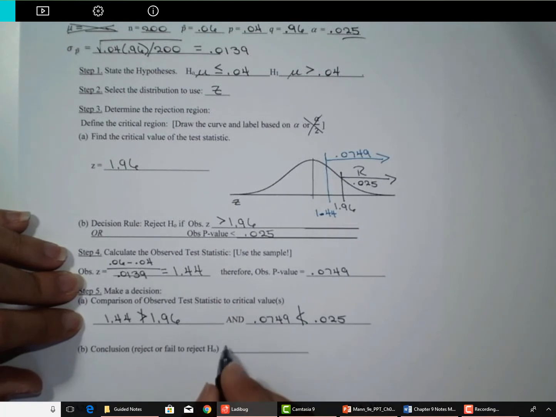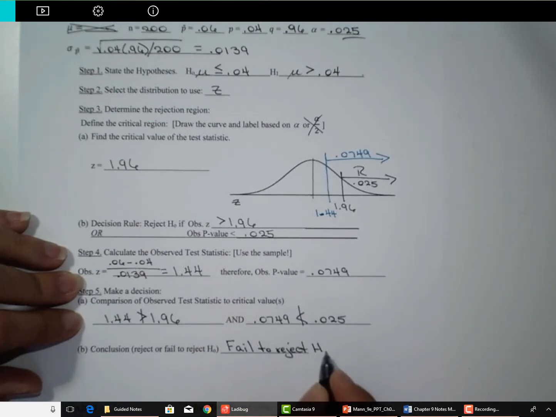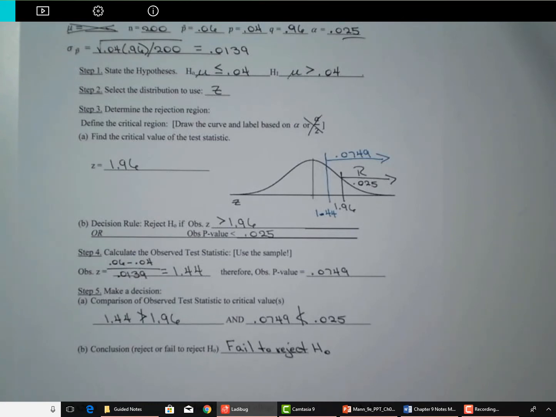So what do I do? I fail to reject, which in this case is a good thing, because if the company had found out that it had too high a percentage of failed chips or bad chips, it would have to recalibrate the machine. So I bet they're happy when they have a failed test, when they fail to reject the null hypothesis.